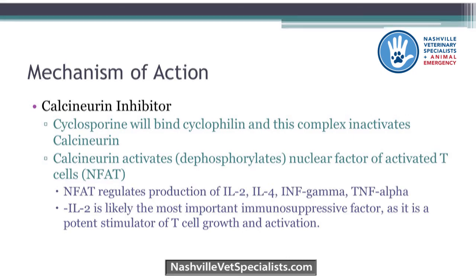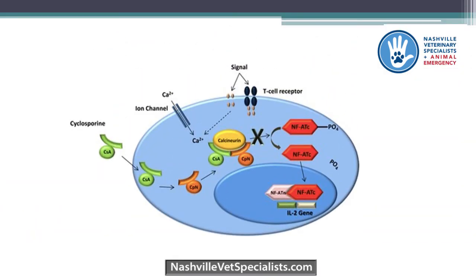Quick diagram to show you what we just talked about, but here's our cyclosporine molecule. It binds to cyclophilin, which then inactivates calcineurin. So when calcineurin's active, it's going to dephosphorylate NFAT, and then it can go downstream to create all of those fancy proteins that we need for inflammation. Once again, IL-2 probably the most important.